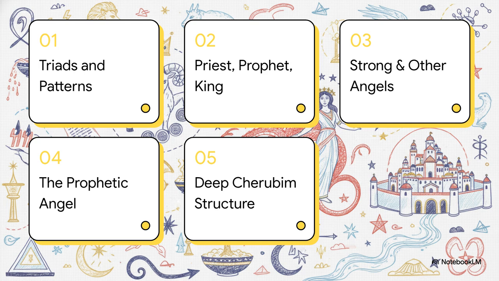First, we'll map out biblical triads and patterns. Then we'll explore those ancient roles of priest, prophet, and king. From there, we'll apply all of that to the strong and other angels, pinpoint the central prophetic angel, and finally reveal Revelation's overarching cherubim structure.